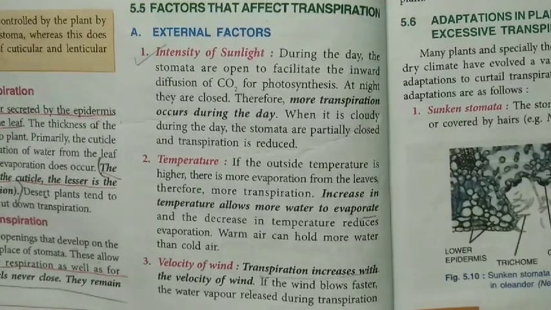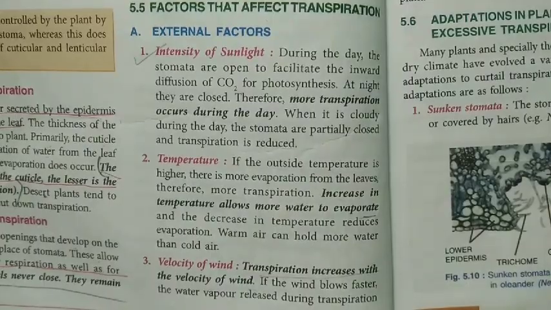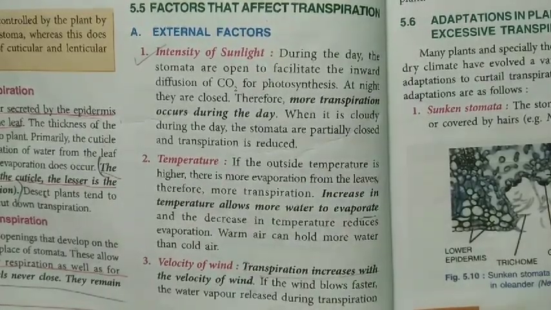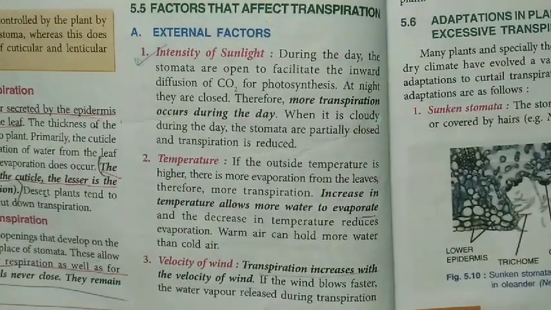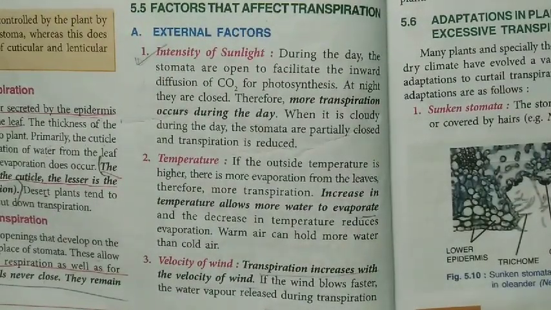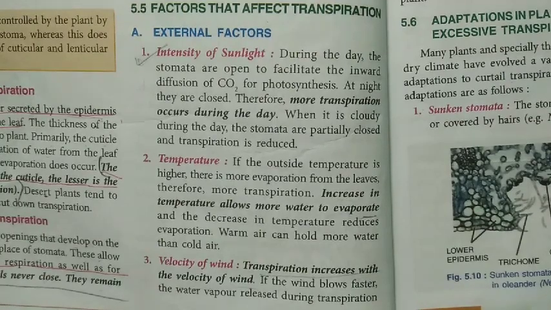Now talking about factors that affect transpiration, first we will talk about external factors. Number one is intensity of light. During daytime, whenever proper sunlight is there, the rate of transpiration is higher, because at that time photosynthesis goes on in the plant.